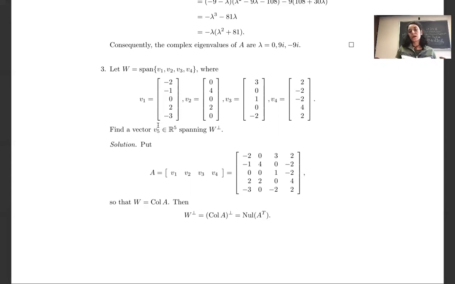You can just say V5 can be like X1, X2, X3, X4, X5. And this will be orthogonal to all these vectors. So you can just multiply this V5 and V1, it will be zero. So you will get one equation there. Then you will write again V5 times V2 will be zero. V5 times V3 will be zero. V5 times V4 will be zero.